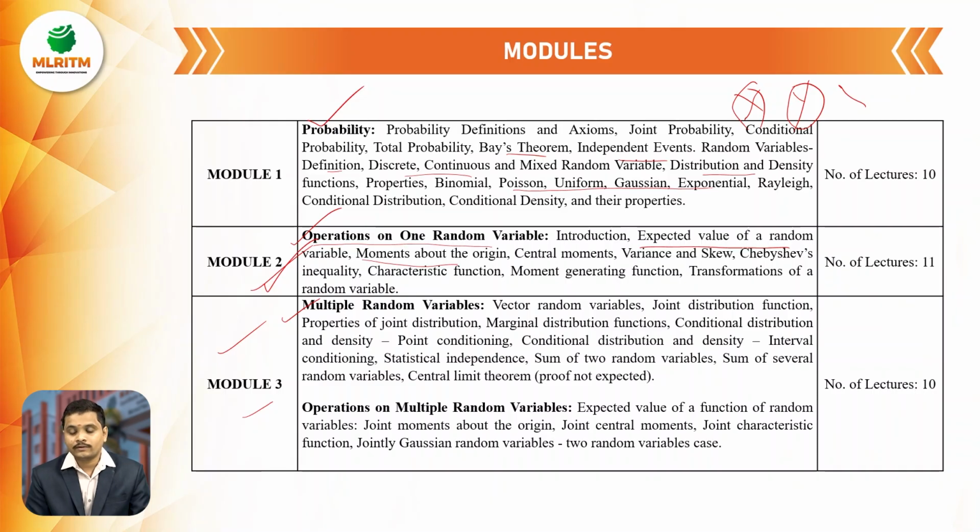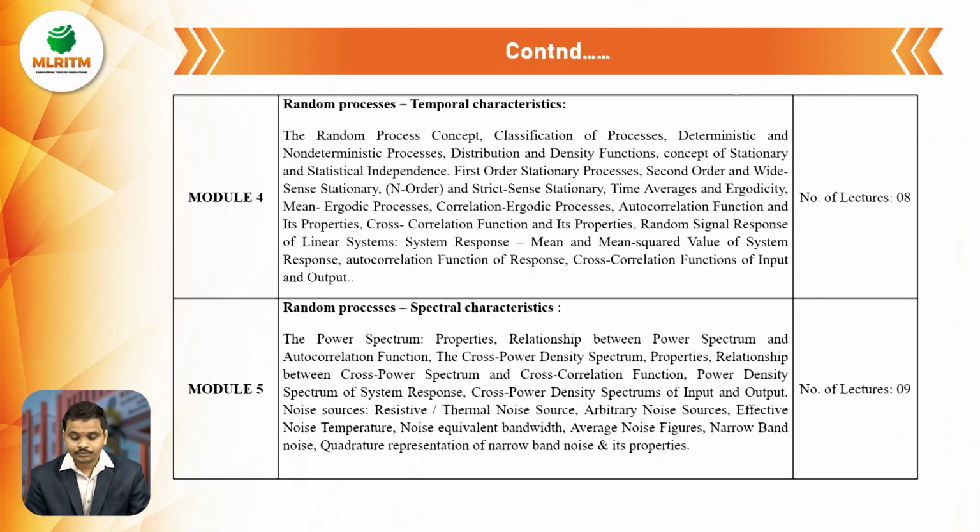Because of two random variables, we'll call them joint distribution, marginal distribution, and conditional distribution of the two random variables. The same scenario will be replicated in module 3. And also we'll apply the covariance. Here we will apply it for the joint distribution. Also we will apply the operations of the random variables.